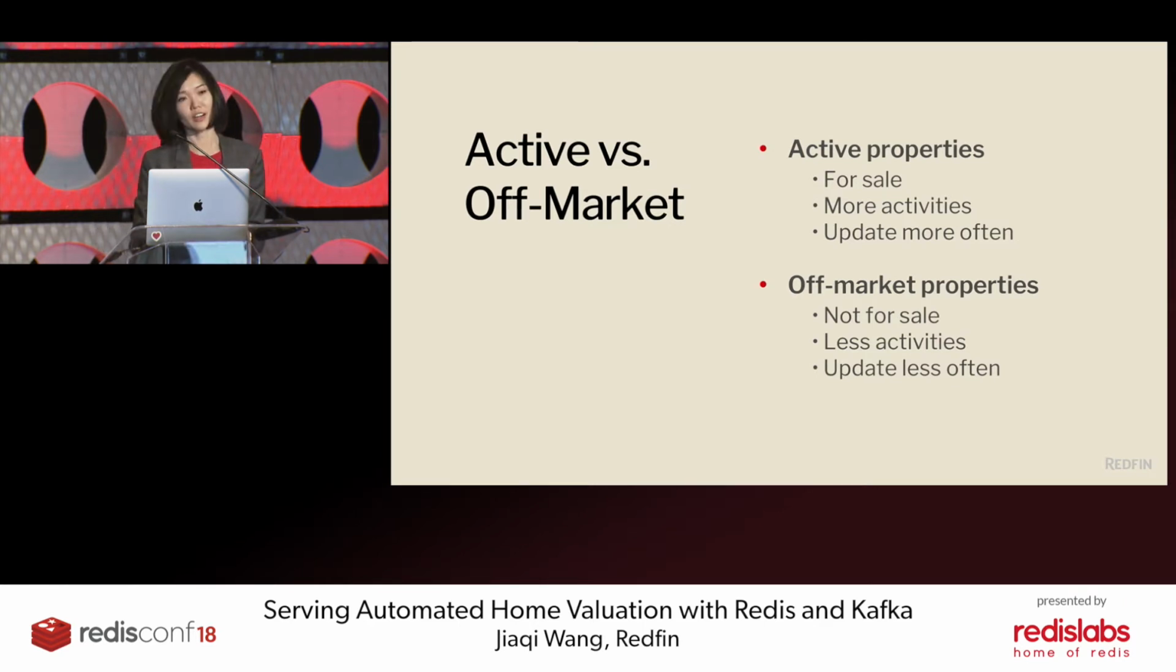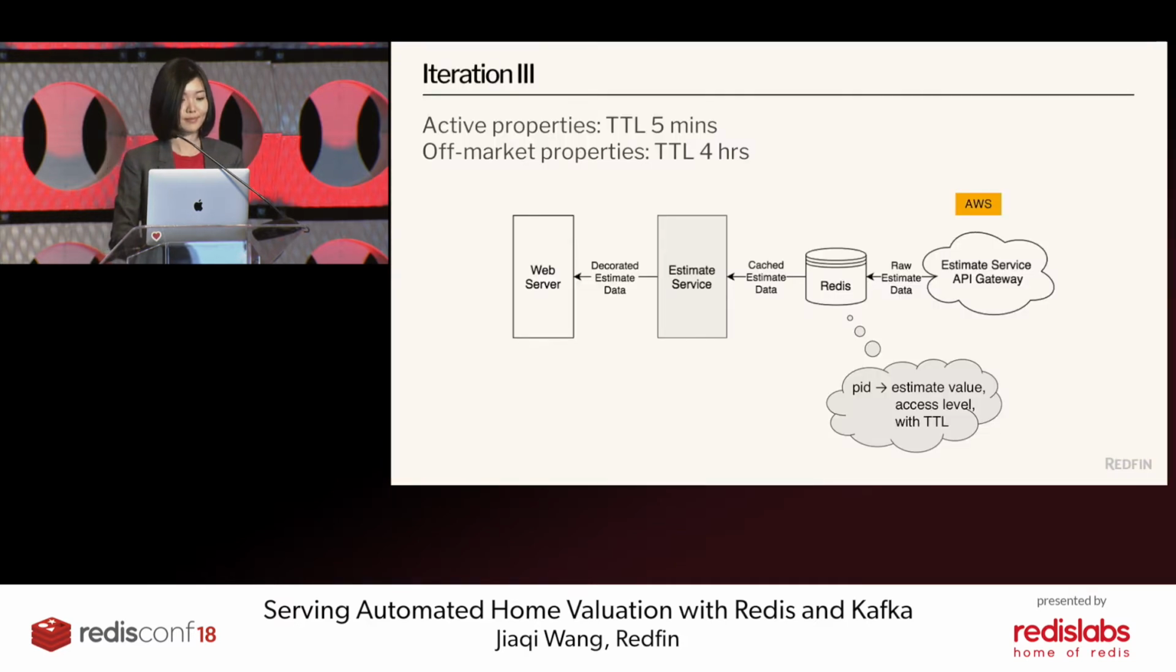And in fact, our estimate algorithm takes these into account as well. So for active properties, we update their estimates at least once a day, even more often for newer listings. But for off-market ones, it updates only once a week. So this is our next iteration. We decide to cache the estimate values for active properties for only 5 minutes, and those for the off-market properties, we're going to cache them for 4 hours.